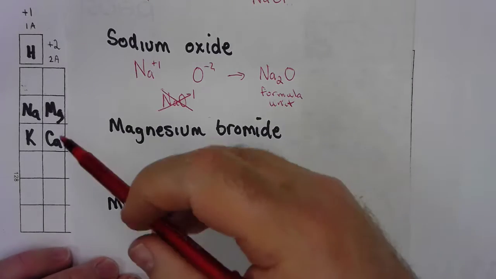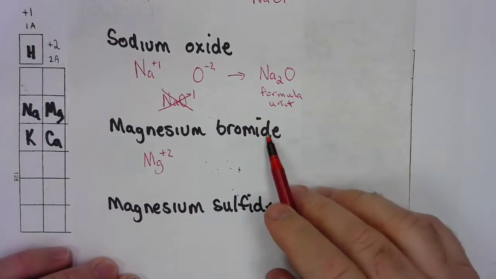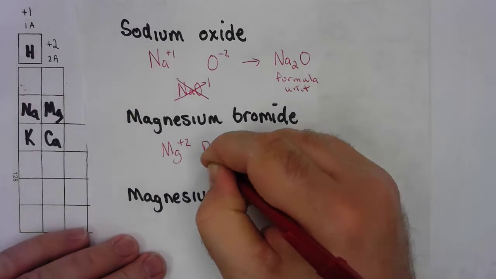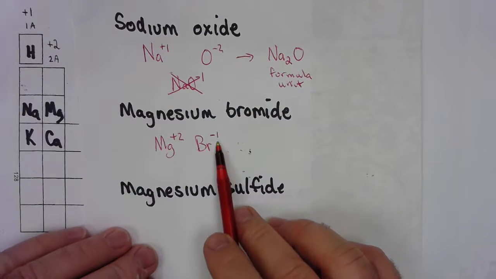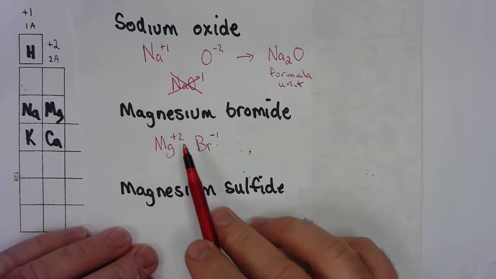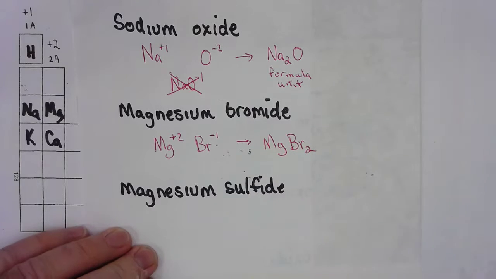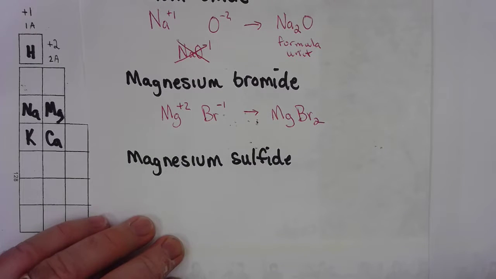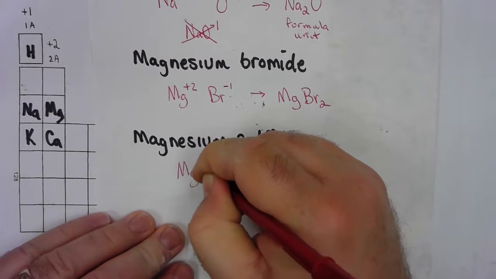Let's move on. Magnesium bromide. Magnesium has a +2 charge, so I'm going to put Mg with a +2. And bromide, which is bromine as an ion, has a -1, Br -1. Mg +2, Br -1. Again, we're going to need 2 of the -1s to cancel the +2. So it'll be MgBr2, magnesium bromide. Again, don't just smash them up and say MgBr+. That's no good. That causes chemistry teachers to lose their hair. Magnesium sulfide. Again, we've got the magnesium ion.